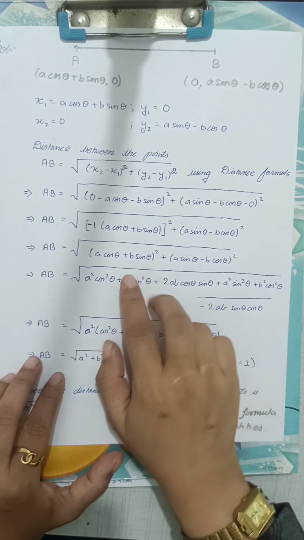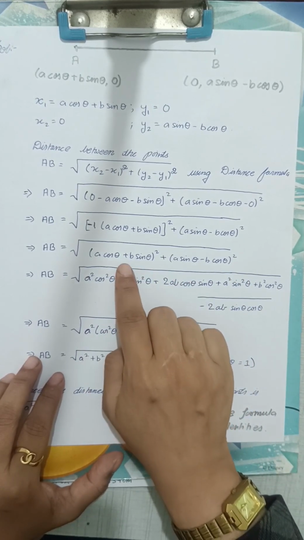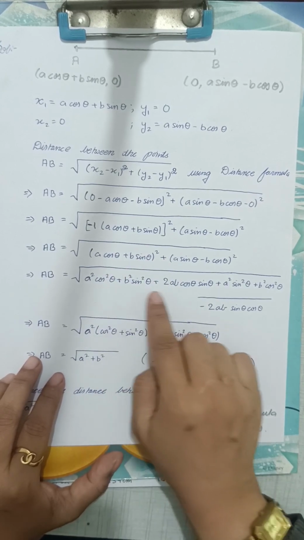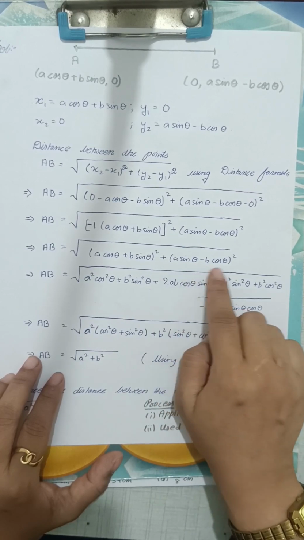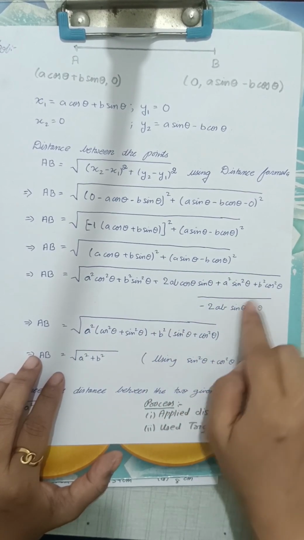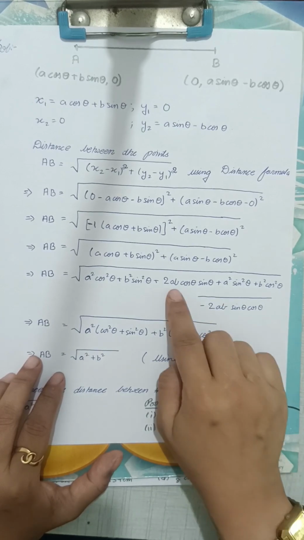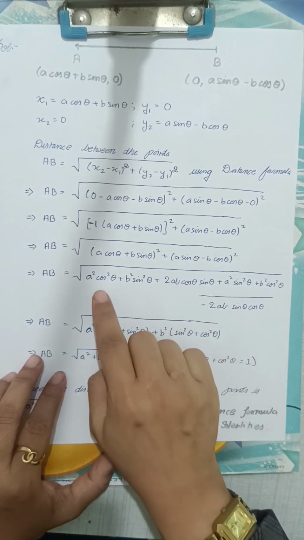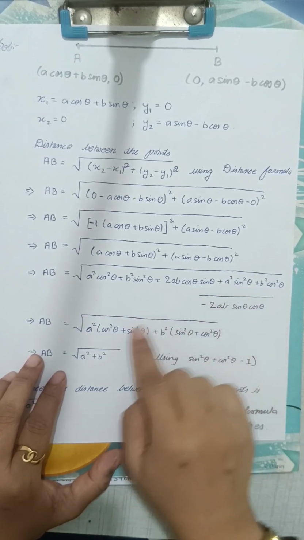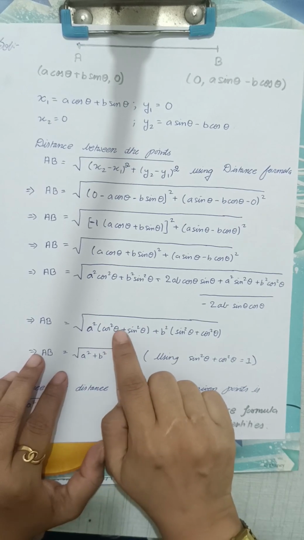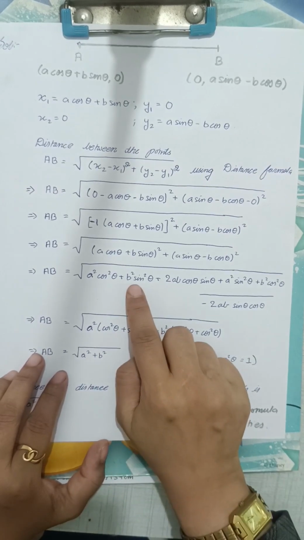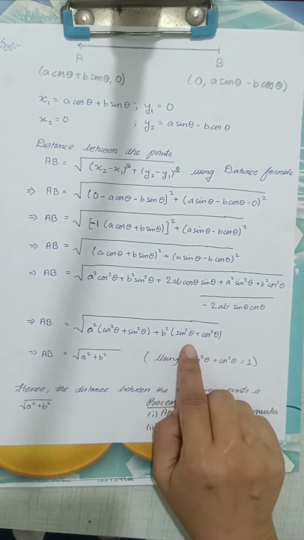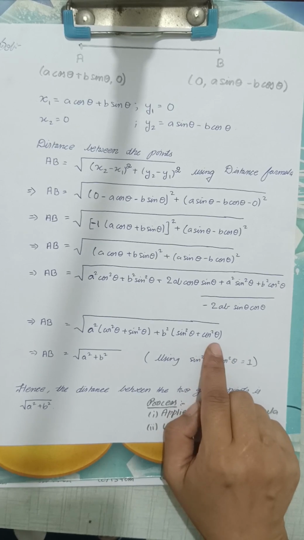After this, what can we see? We can apply the formula (A plus B) whole square, which gives A square plus B square plus 2AB. Similarly, applying (A minus B) whole square, we get A square plus B square minus 2AB. Now you can see that plus 2AB cos theta sin theta and minus 2AB sin theta cos theta will get cancelled. Now we have A square cos square theta and A square sin square theta. If I take A square common, I get cos square theta plus sin square theta. Now B square sin square theta plus B square cos square theta. If I take B square common, I get sin square theta plus cos square theta, right?